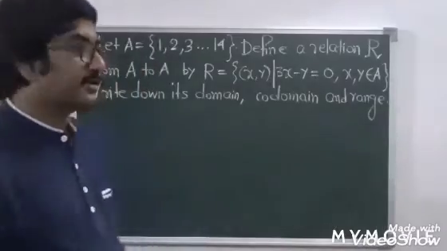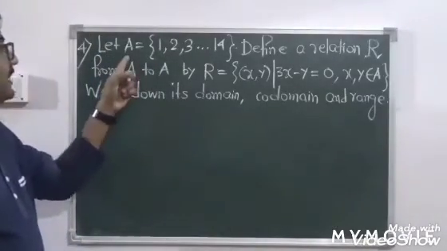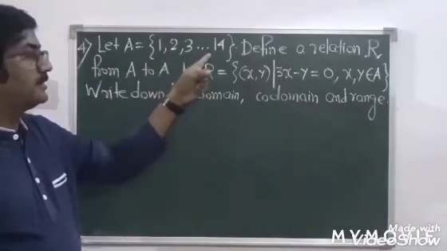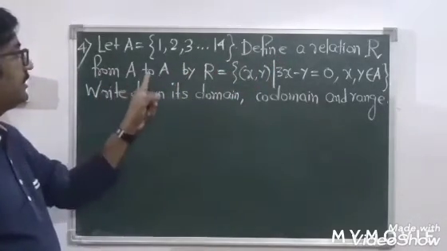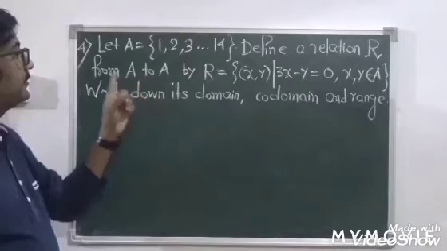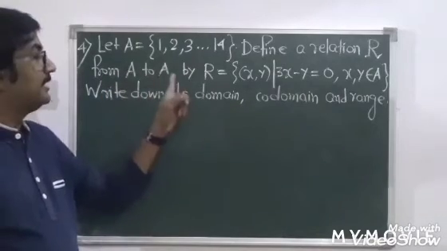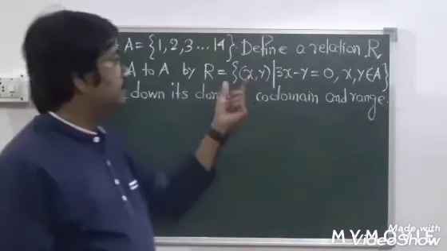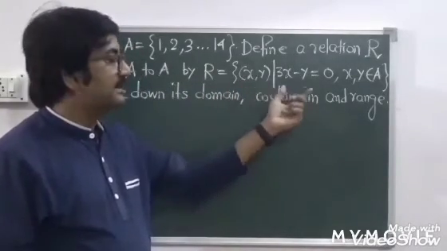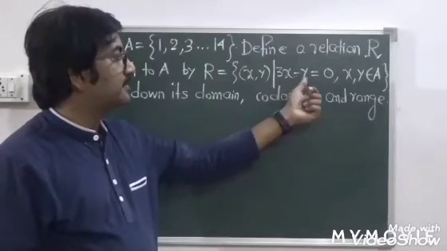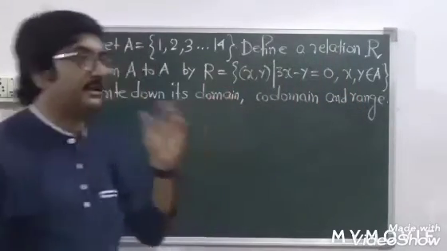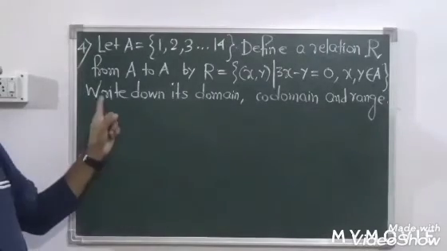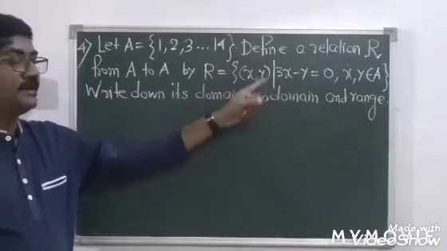Moving on to the next question. Let the set A have the elements 1, 2, 3, 4 continuing till 14. Now define a relation R from A to A. That is, the relation is defined from set A to itself and is defined as R equals all those ordered pairs which satisfy the condition 3x minus y equals 0, where x and y both belong to the set A. Now you have to write down its domain, codomain and the range.